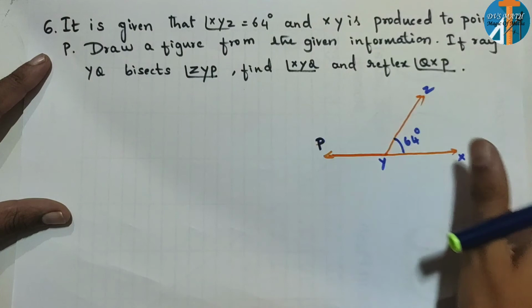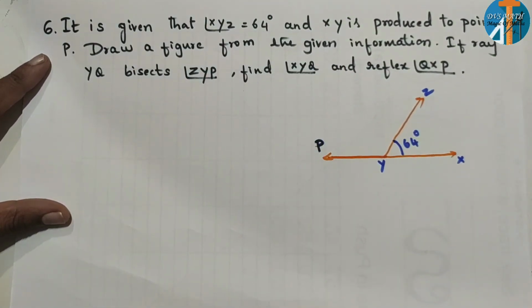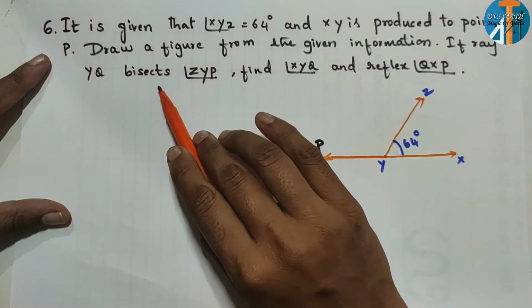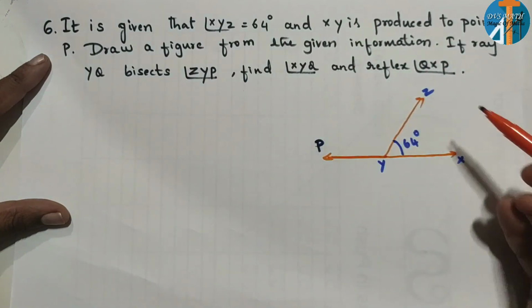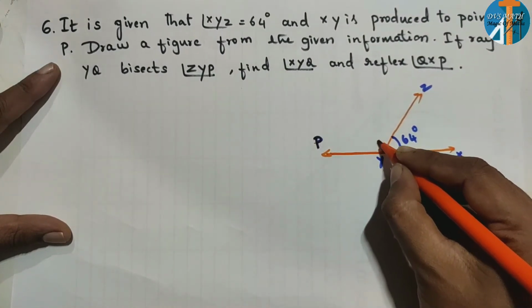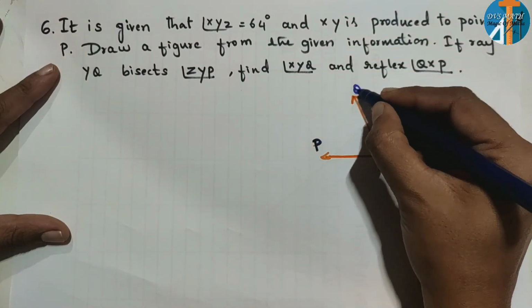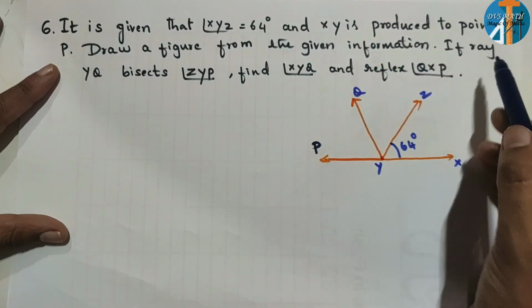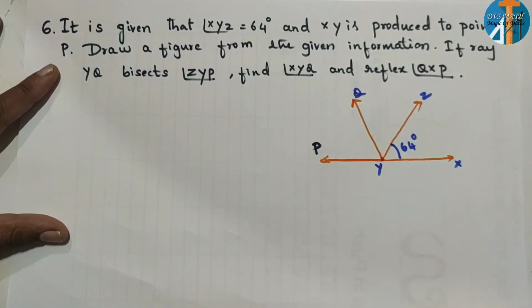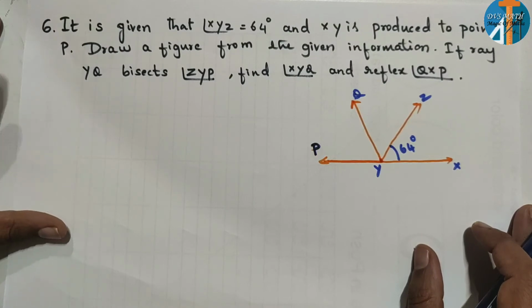So we draw the figure from the given information. Now, we have another ray YQ which bisects angle ZYP. Where is ZYP? Since it bisects, it has to come in between these two. So this is Q now. So using the data we drew a figure. What do you mean by bisect? If a ray comes between any angle, the bisector divides the whole angle into 2 equal parts.